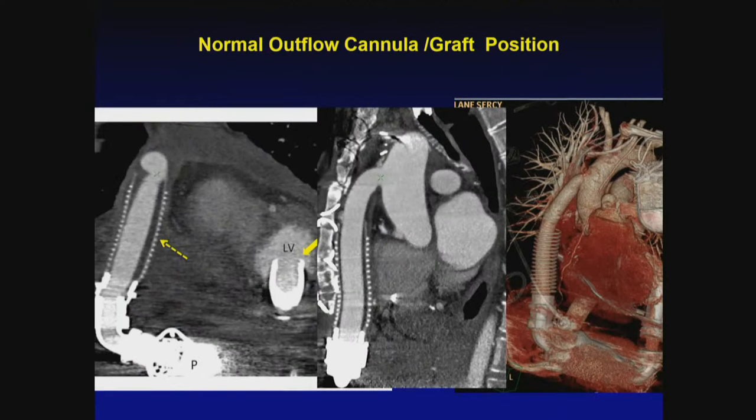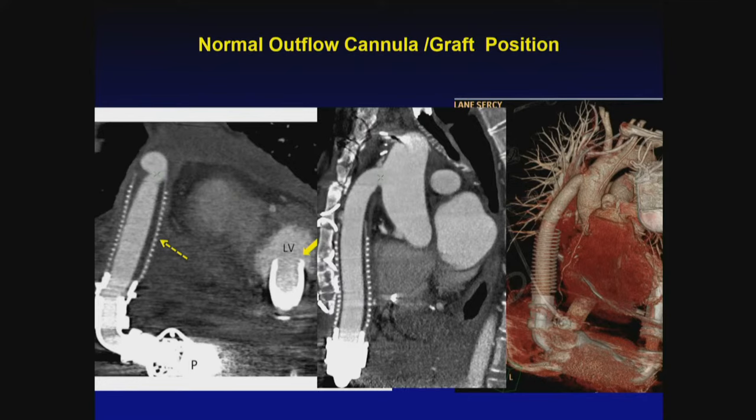So how about the outflow cannula or graft position? As I mentioned, once you come out of the pump, you have this metallic component, and then a Teflon tube that is encased with a corrugated tube. Because this Teflon tube is very thin, if you don't have this corrugated tube, it could be bent easily, okay? So this is a good position, obviously, straight up. Anastomosis site, no problem, no narrowing. This is what we expect most of the time, with a little bit of narrowing at the anastomosis site.